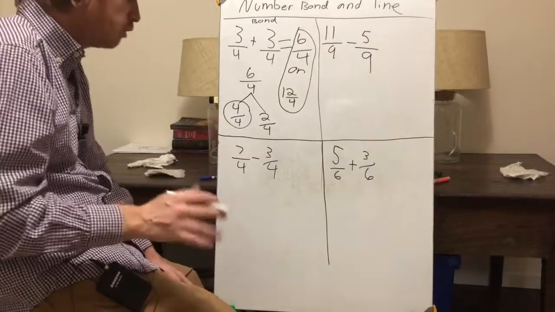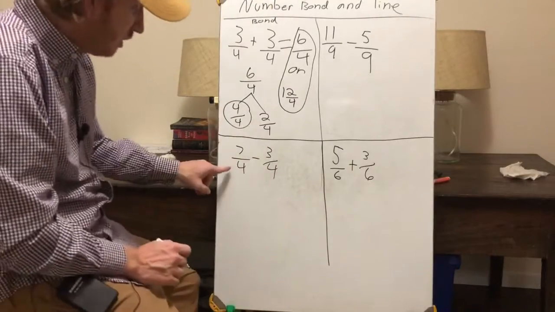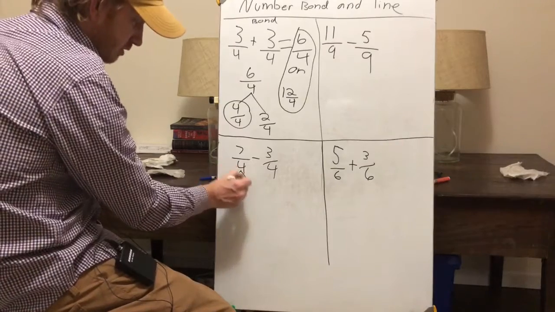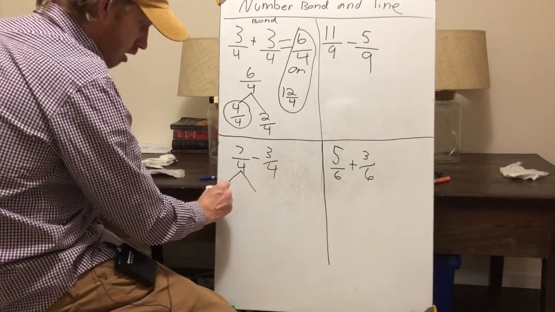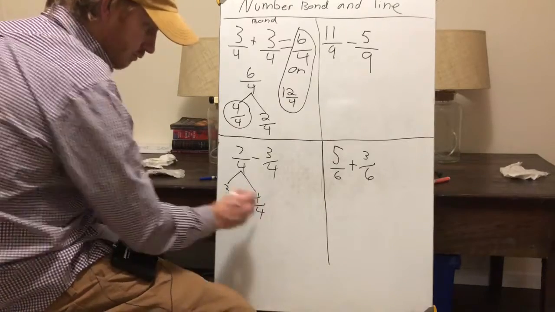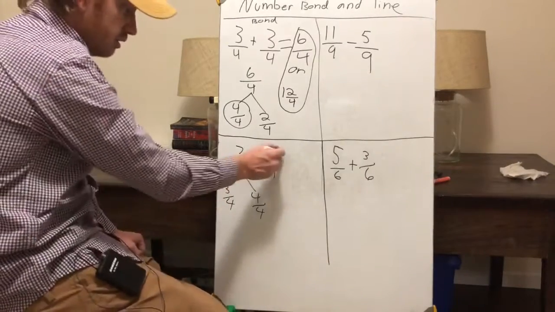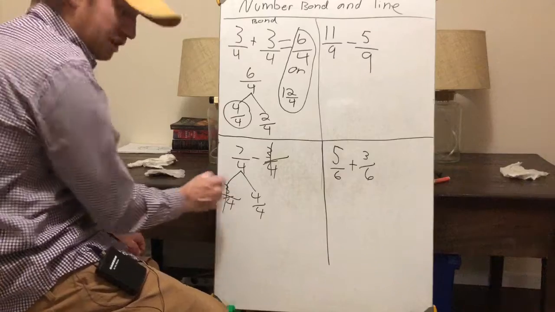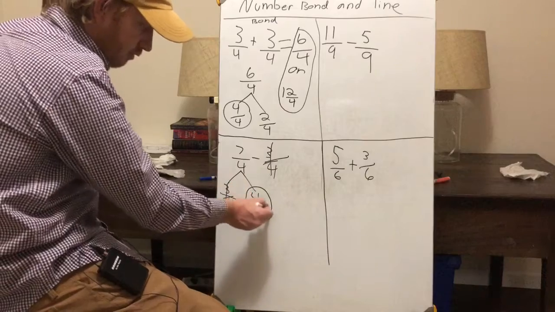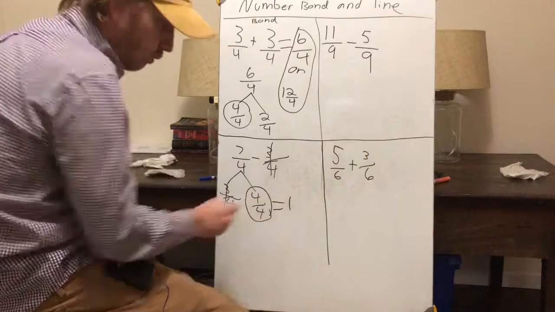You can also use a number bond to make problems a little simpler. I'll show you in this example. We have 7/4 minus 3/4. I'm going to break 7/4 down into 3/4 and 4/4. And then I see right away, I have 3/4 and I have 3/4. So I can cross them both out because they're going to cancel each other out since I'm subtracting. And what I have left is 4/4. You can keep it that way, or you could write it as 1.